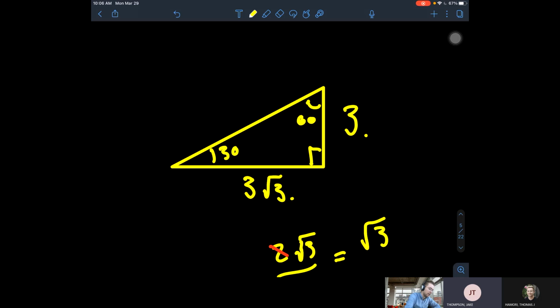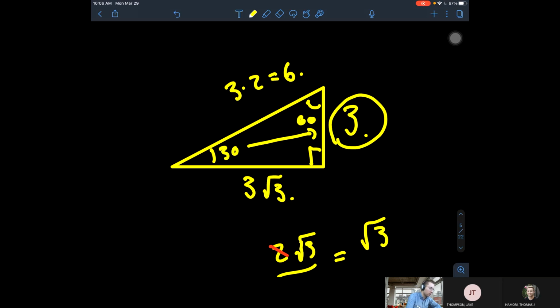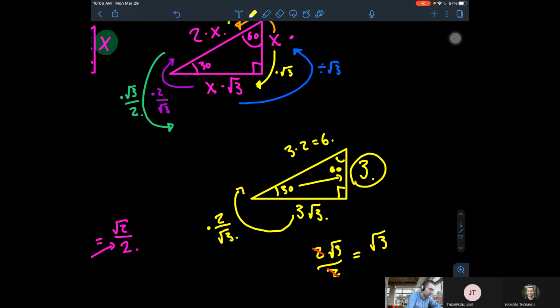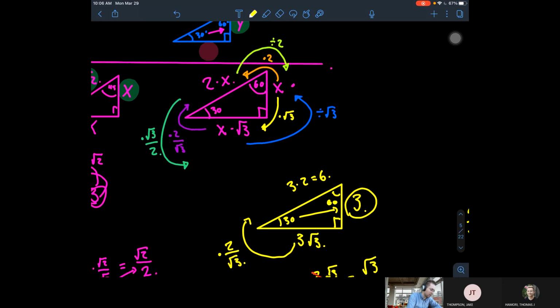Yeah, we take the side length which is across from the 30, and we multiply by 2. So that's 6. Or we take the side length which is across from the 60, and we multiply by 2 divided by the square root of 3. Okay, those are the two ways we could get to that side.